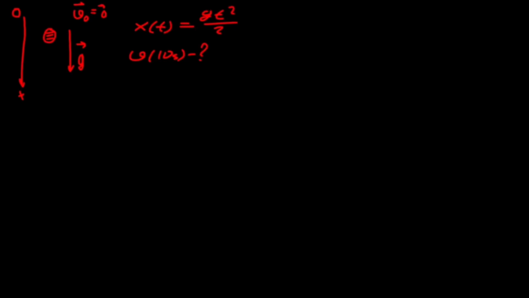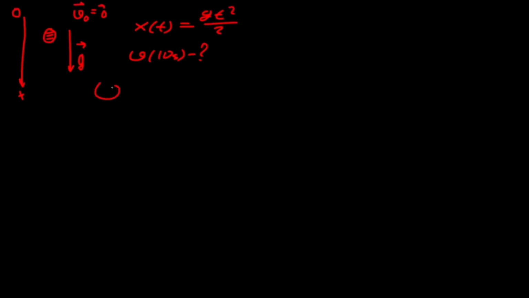So let's think of a simple problem. We've got an object which is falling down with 0 starting velocity. Here's the equation which represents its coordinate with respect to time. And the question is to find its instantaneous velocity in the moment of time 10 seconds.